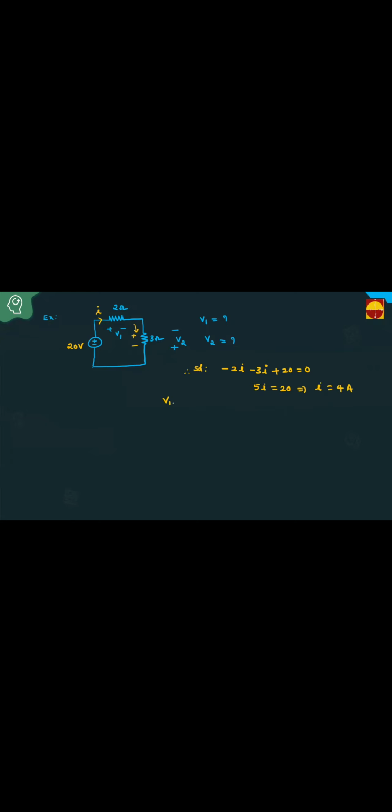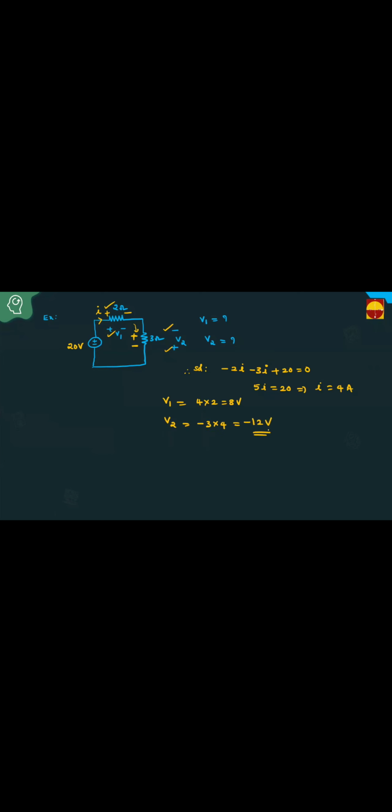If I equal to 4 amperes, what is V1? According to current direction, this is plus, this is minus. This is plus minus, same now. Then 4 into 2, 8 volts. What is V2? According to current direction, this is plus minus. But given is negative. Then V2 equal to minus 3 into 4, minus 12 volts.